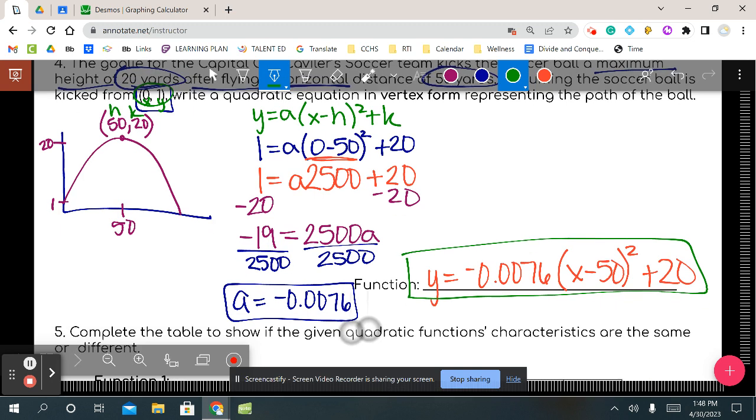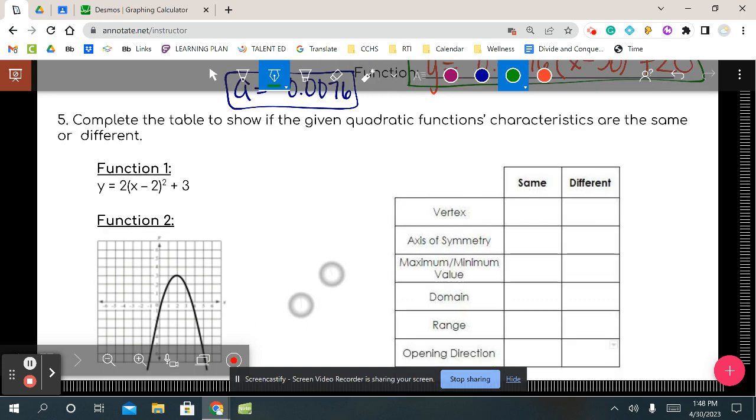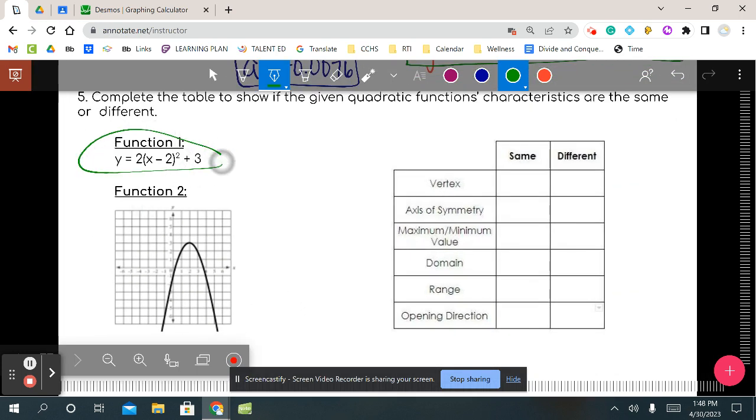Okay, going down to the next problem. It says complete the table to show if the given quadratic function's characteristics are the same or different. We have two functions. One is still an equation. The other one we have graphed. So let's look at this one. This one has a vertex of (2, 3). And then it looks like our a value, because we just went down 1, our a value is 1. Those are the two things I want to make sure I find every single time.